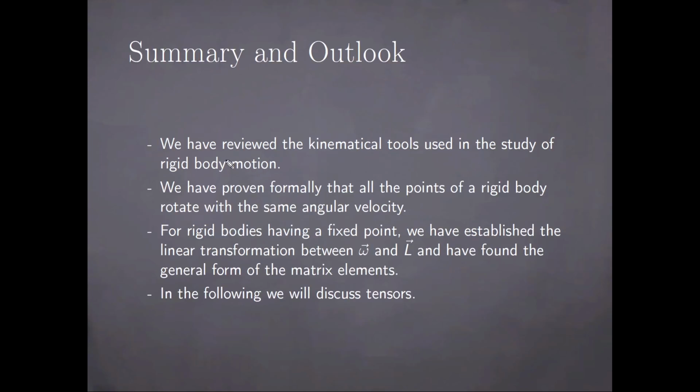In summary, we have reviewed the kinematical tools used in the study of rigid body motion. We have proven formally that all the points of a rigid body rotate with the same angular velocity, and for rigid bodies having a fixed point, we have established the linear transformation between omega and L, and have found the general form of the matrix elements. In the following, we are going to discuss in more detail the nature of the operator I, and as such we are going to discuss tensors.